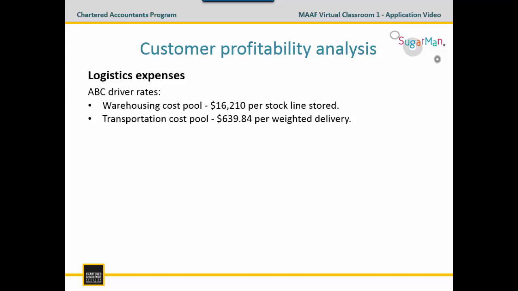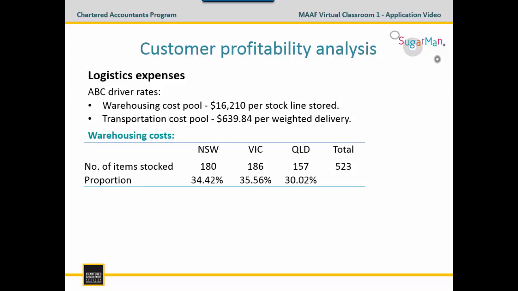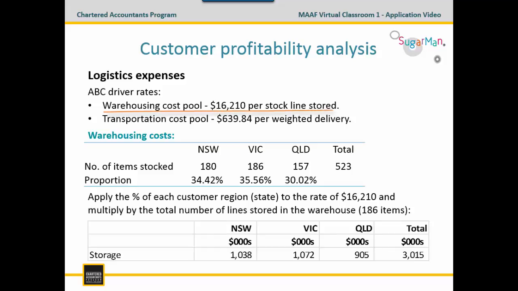Starting with the warehousing activity, as we already know, not all states stock all products. Therefore, we couldn't apply an equal weighting to each of these three states. Instead, we need to allocate the warehousing cost based on the number of product lines each region has stored in the warehouse. Therefore, the weighting would be as shown.